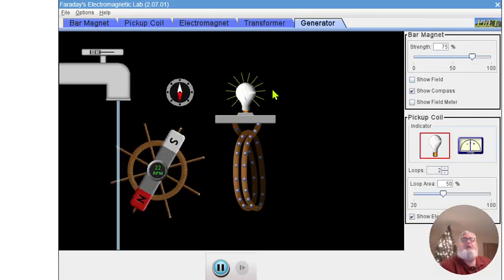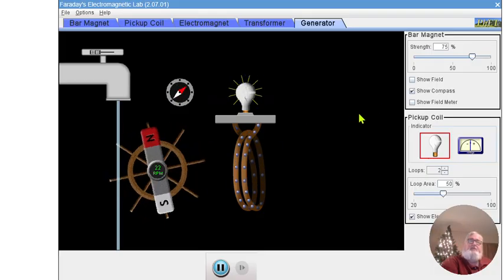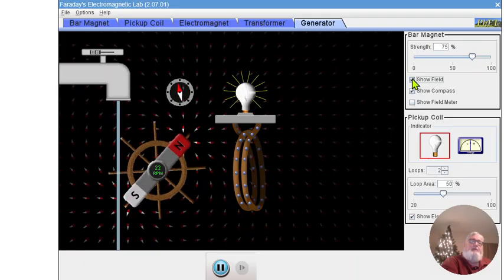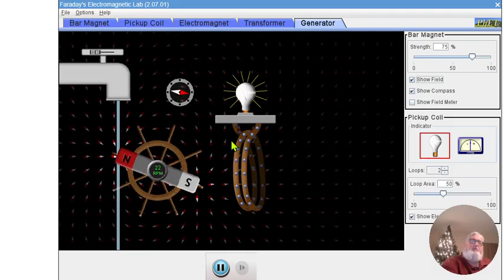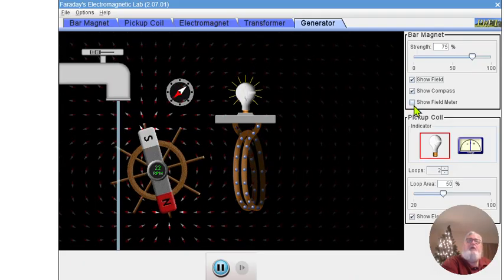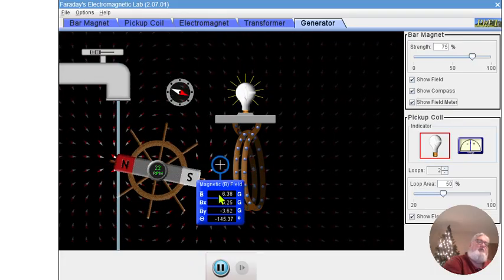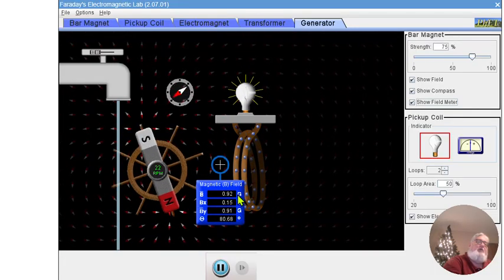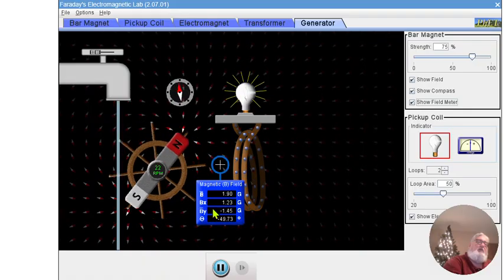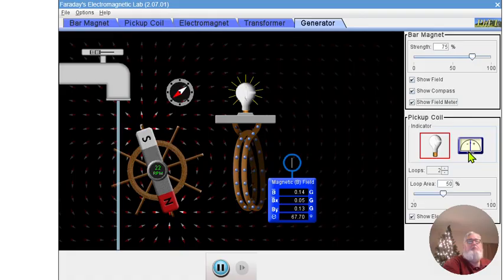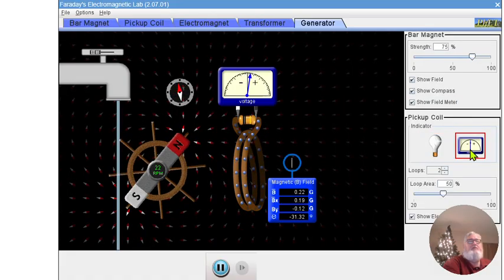We're changing the electromagnetic field. We can show that field like this. We can't really move that. And we can show a field meter. We can take a look at what the field meter is over here. We have both the magnitude of the B field as well as its X and Y components. And here we have a meter.